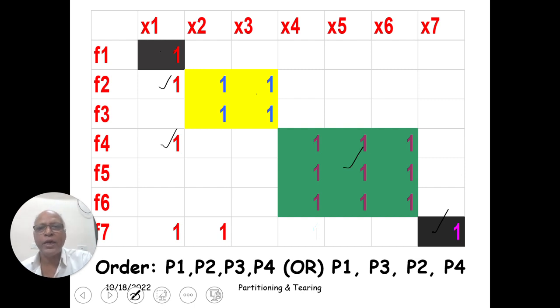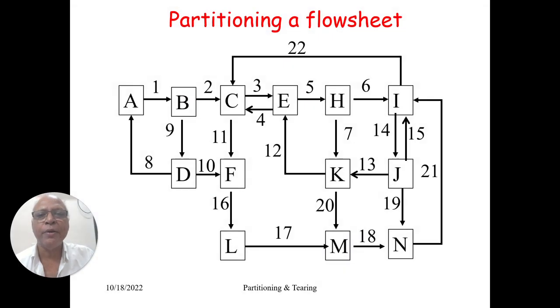This could be the precedence order, or after solving P1, I can also solve P3 instead of P2. So there is an order difference. There are two possibilities here. So the precedence order need not be unique, but the partitioning is always going to be unique, right? Okay, this is what is meant by partitioning.